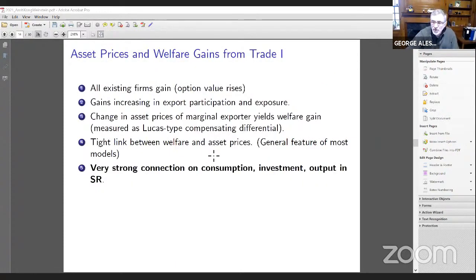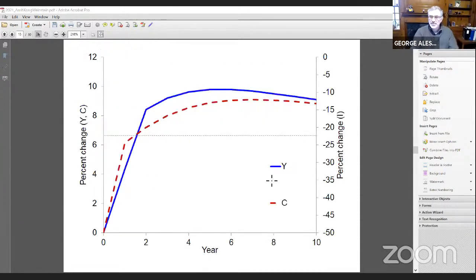So let me now show you what happens with the rest of the economy following this change in asset prices from this tariff change. So that's what we basically say. There's a very strong connection between consumption, investment, and output in the short run. So here's, again, a trade liberalization, so everything in reverse for David's situation. Output is going to go up over the next couple of periods, and then it's going to stay high, and then mean revert. And then consumption is going to shoot up initially and then continue to grow over time. Okay, and this is over 10 years.